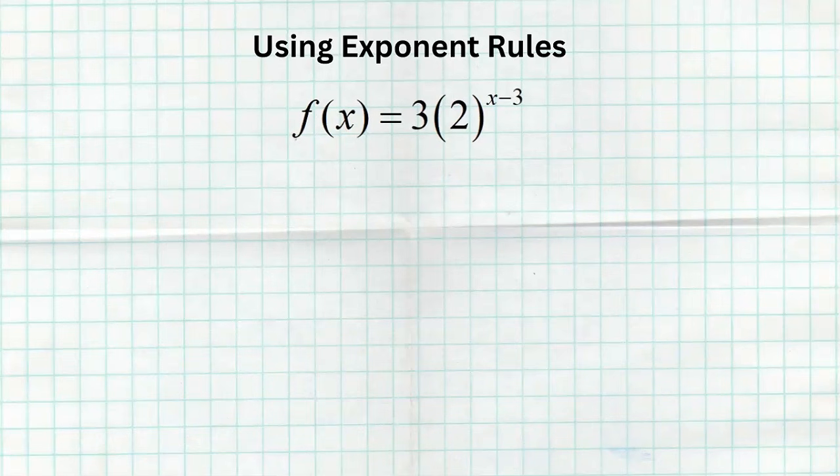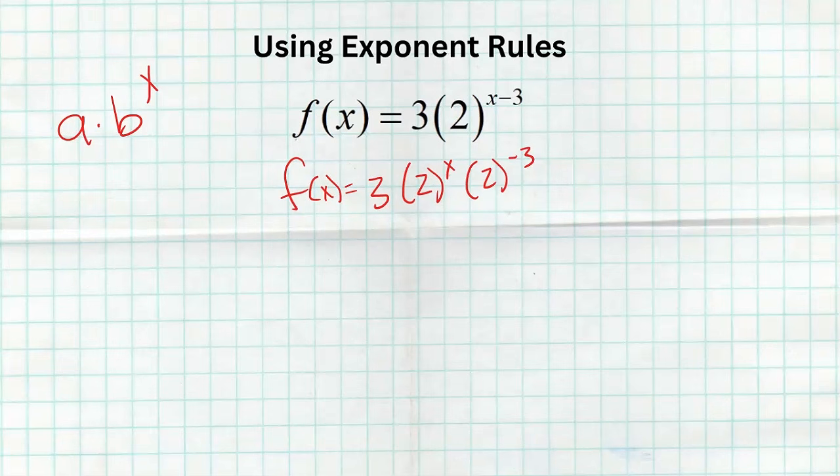I kind of actually did a problem like this earlier, where we want to put this into that more generic form, a times b to the x. Again, this is actually really, really easy to do. So the first thing I'm going to do is separate the 2 to the x from the 2 to the negative 3. I'm using my addition rule for common bases backwards. So if I had it written like I have it in red here, you'd say, oh, I could add those bases. X plus negative 3 is x minus 3. But I'm just pulling them apart.